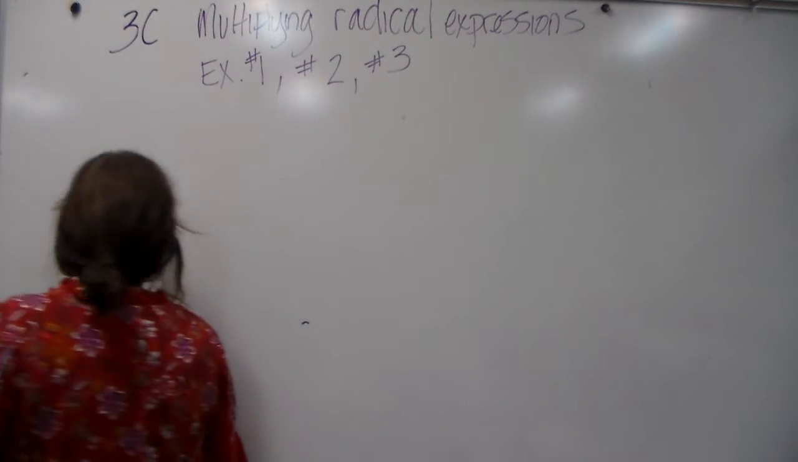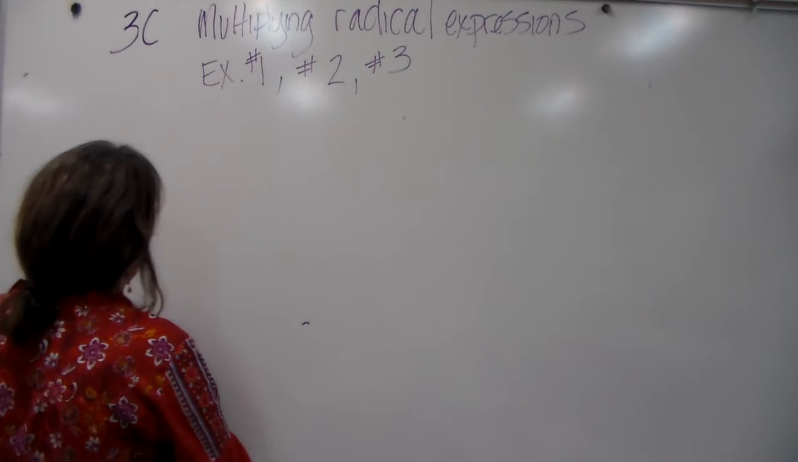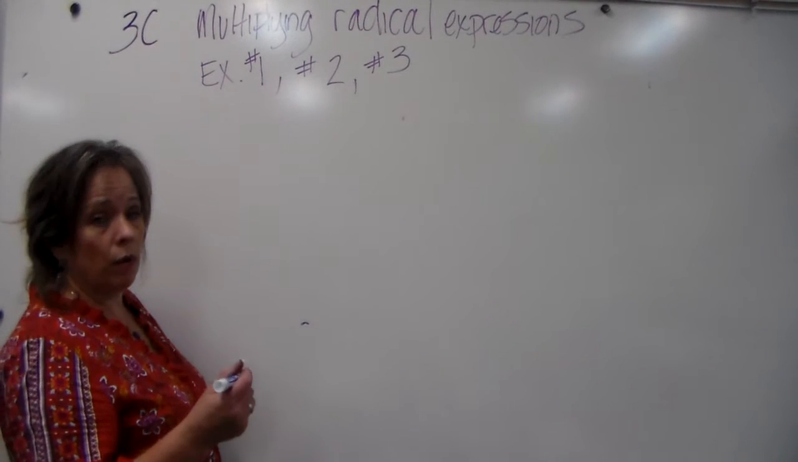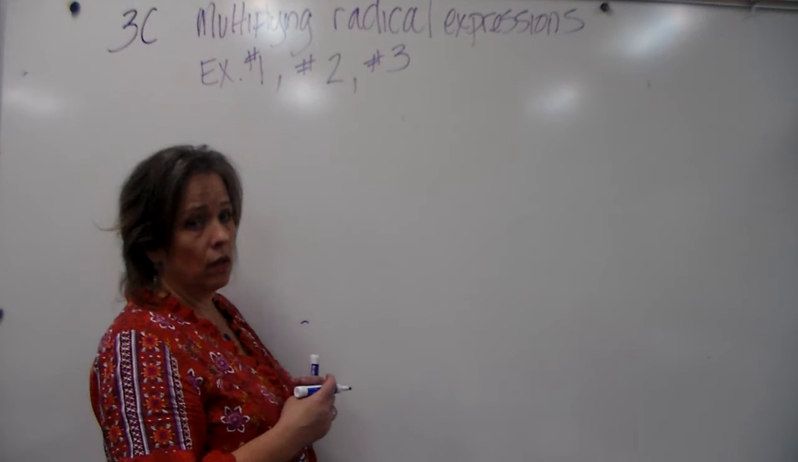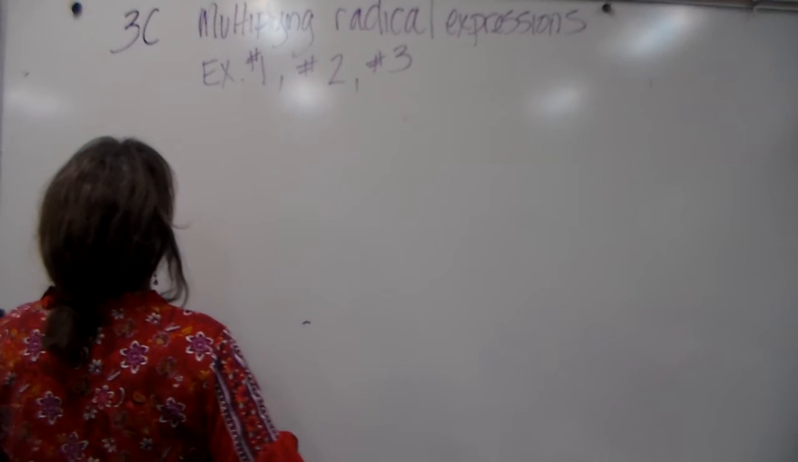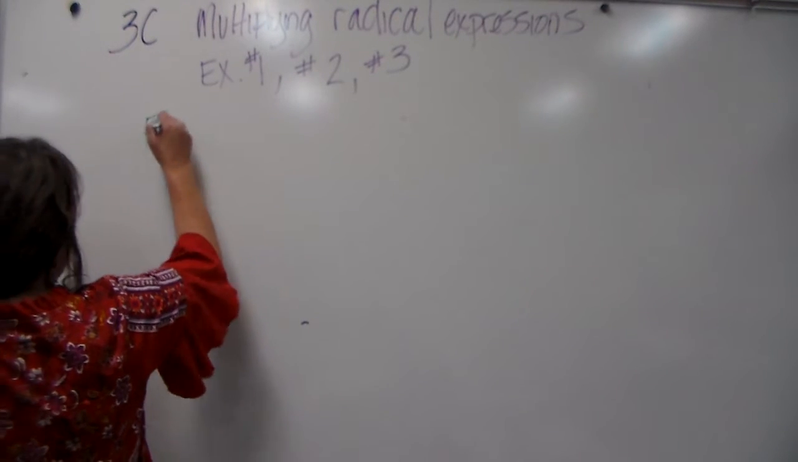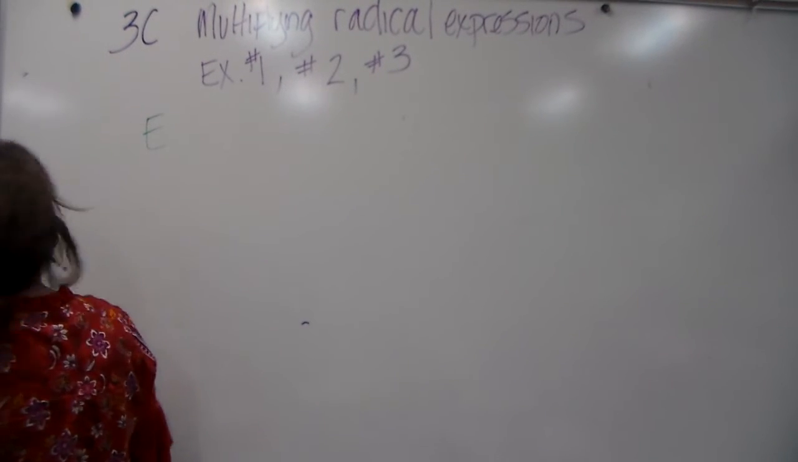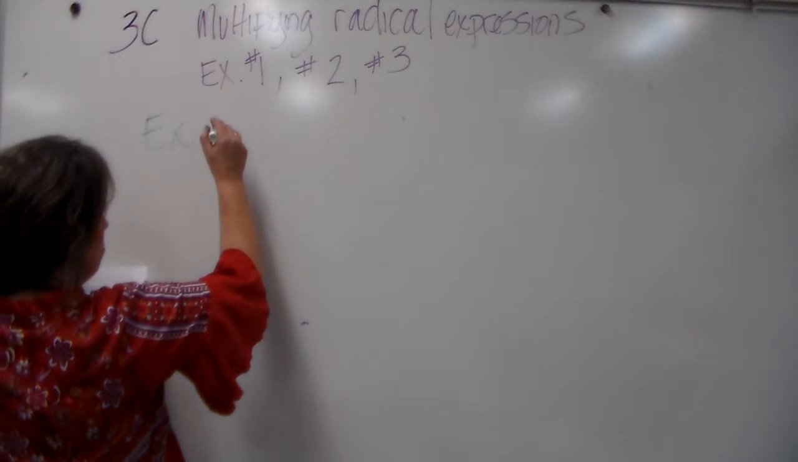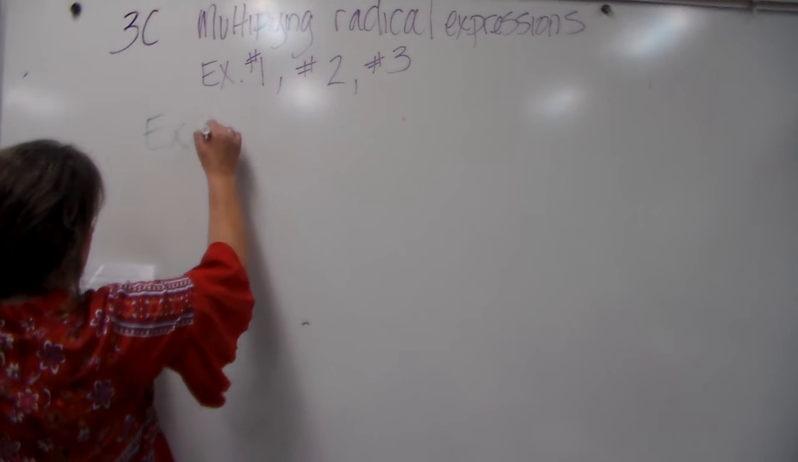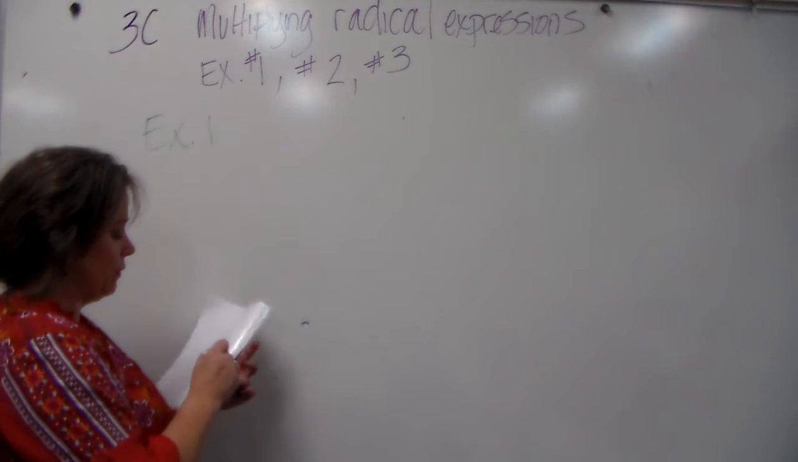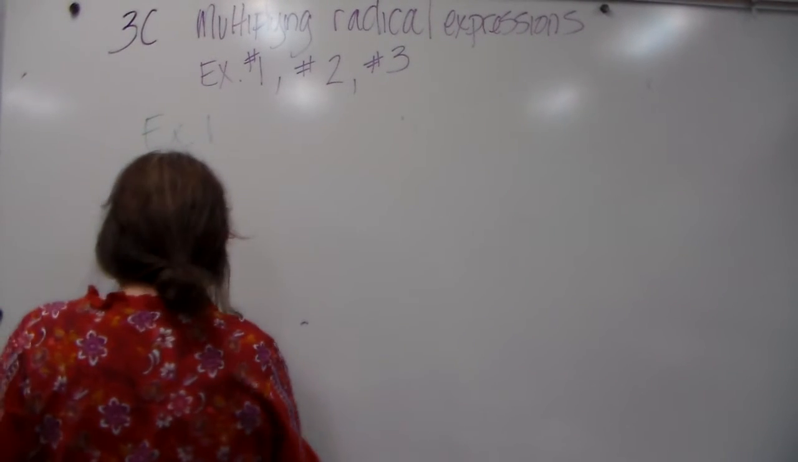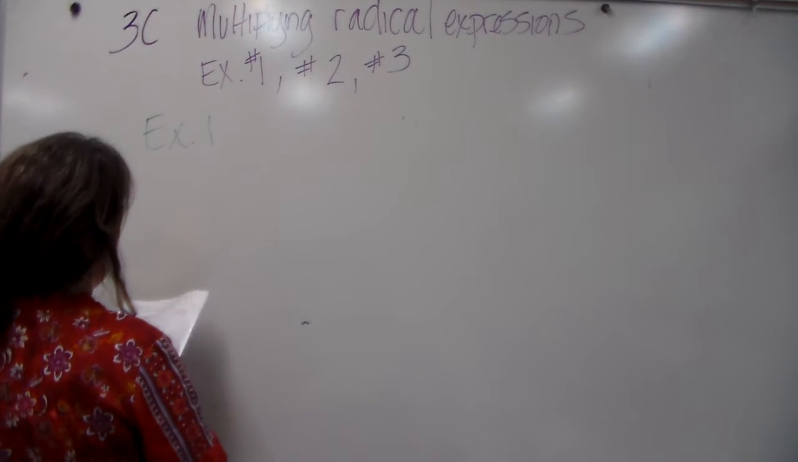And what we want to remember when we're multiplying radical terms is that the outside numbers on radical terms will multiply outside numbers, inside numbers will multiply inside numbers. So let's go ahead and do example number 1 on multiplying radical terms. On example number 1, we have 2 roots of 6 times 3 roots of 12.